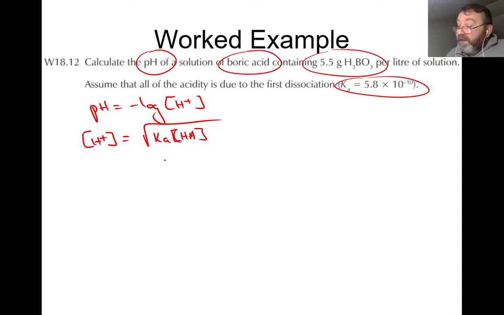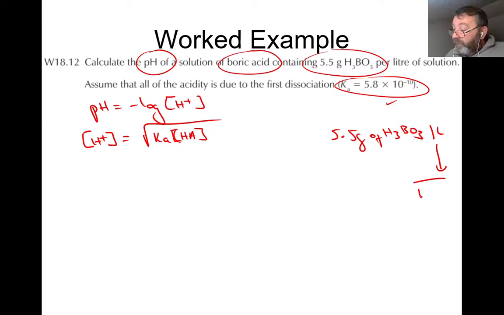So, do I have Ka? Yes. Do I have the concentration of HA, the acid, in moles per litre? No. I've got 5.5 grams of H3BO3 per litre. Now that's the good thing. At least it's a litre, so that's fine. 1 litre. But 5.5 grams must be turned into moles.